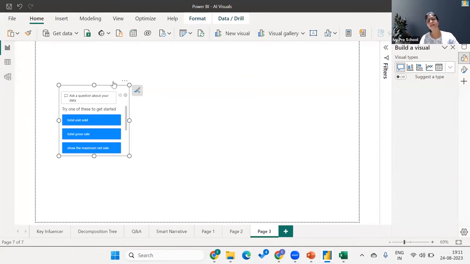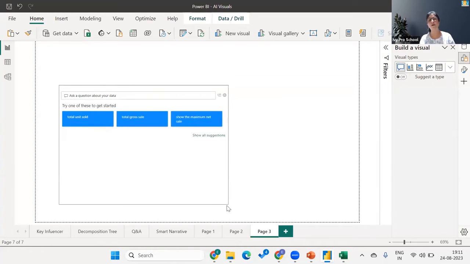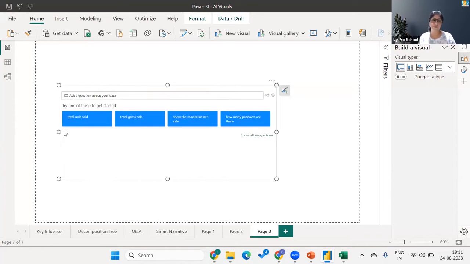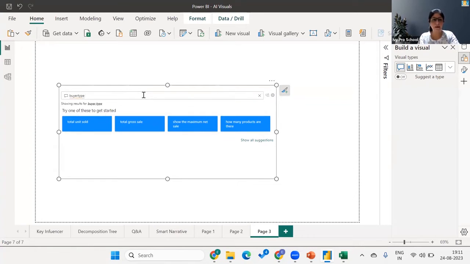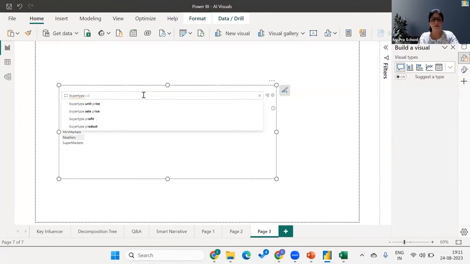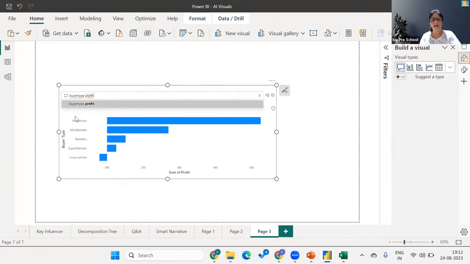What it does is, you ask a question about your data, and it is able to answer that in the form of a chart. Simple example, over here in pure simple English, I'll write buyer type, let's say profit. So automatically it has given me a bar chart showing the buyer type and the total profit.